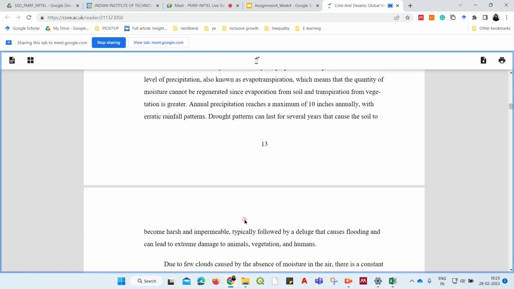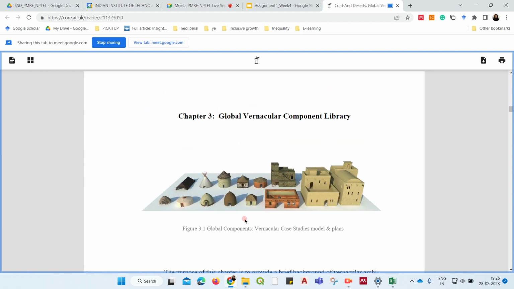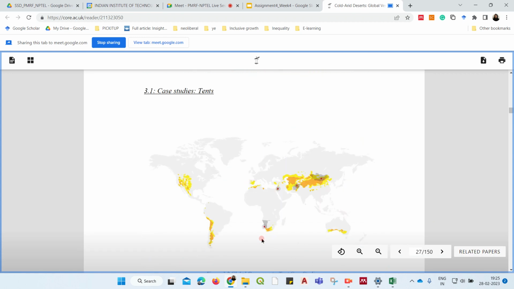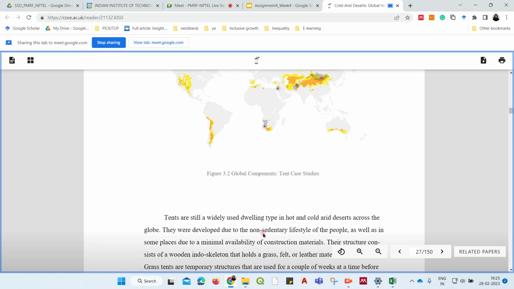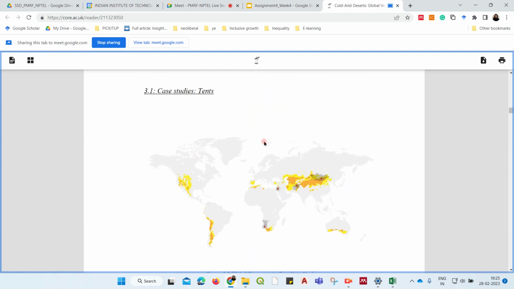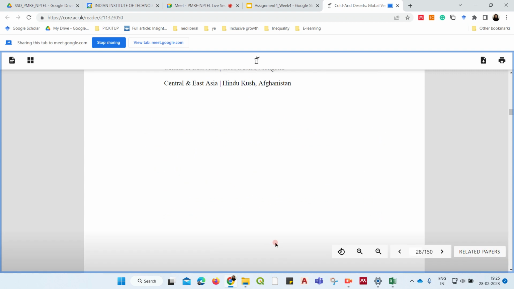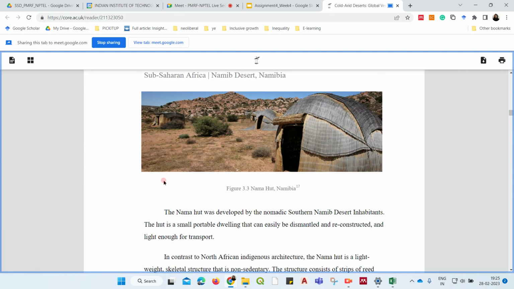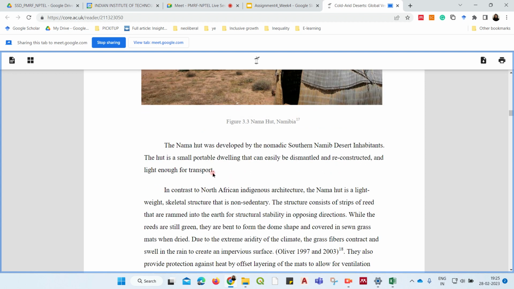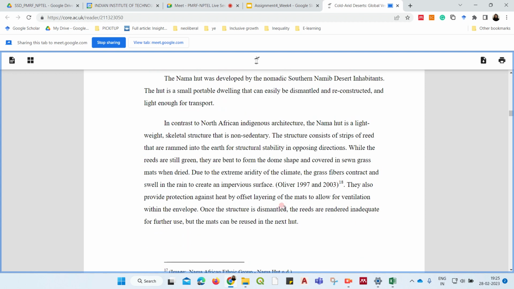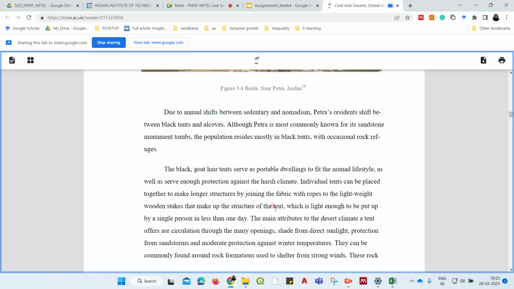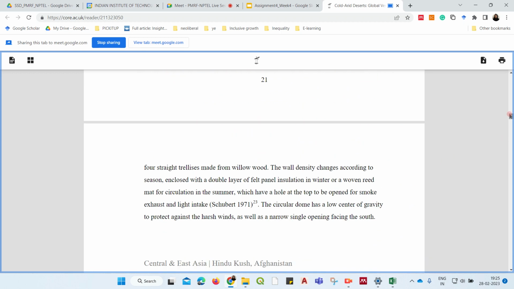And then there are numerous case studies on how the global vernacular architecture in all these different parts is being done. For example, the case studies for tents are from these particular areas, and you can see specific case studies for specific structures, their materials, their building techniques, everything.